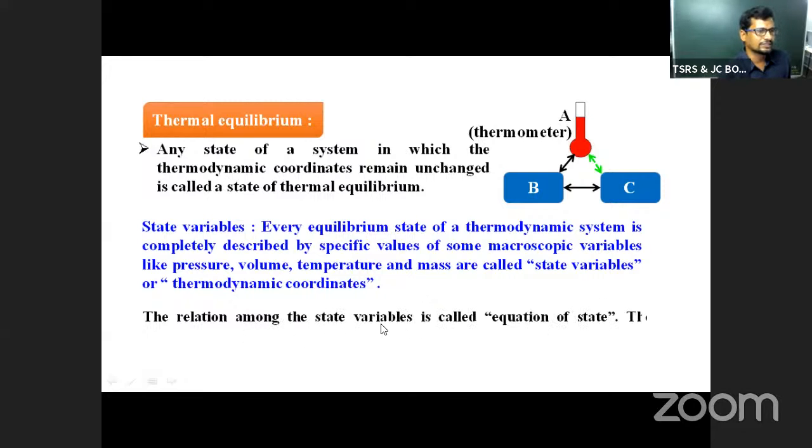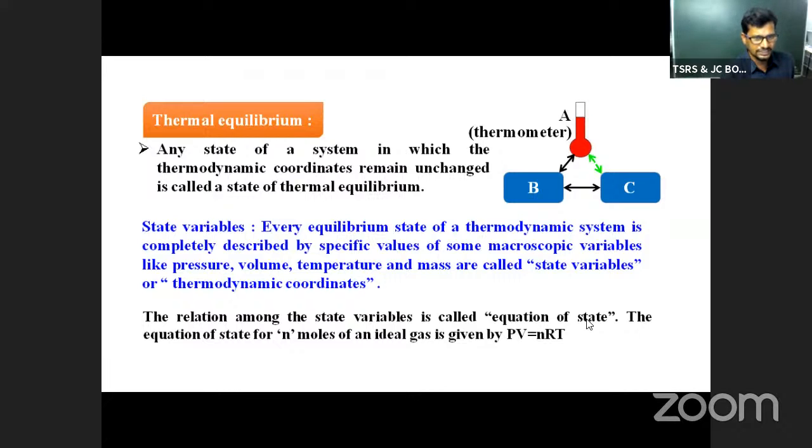The relation among the state variables is called the equation of state. For example, the equation for n moles of an ideal gas is PV equals nRT. This is the equation of state of an ideal gas. Here P indicates pressure, V volume, n number of moles, T temperature, and R is the ideal gas constant.